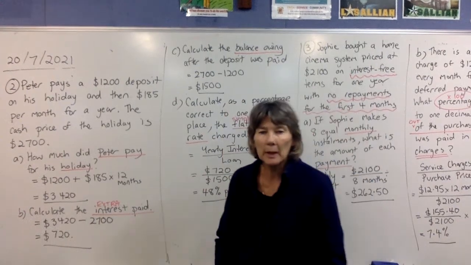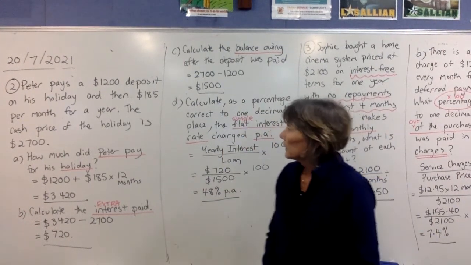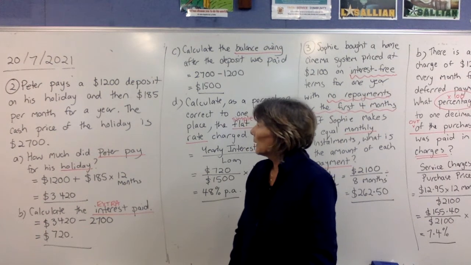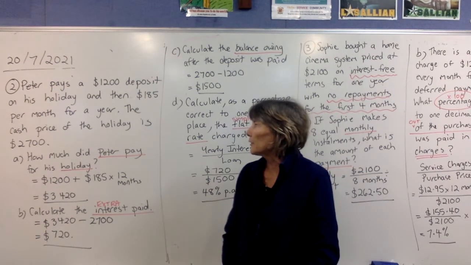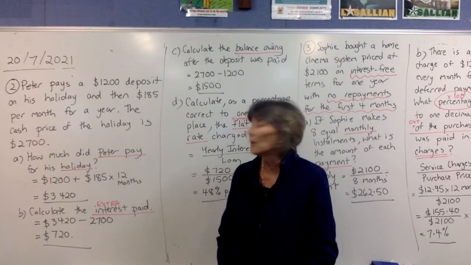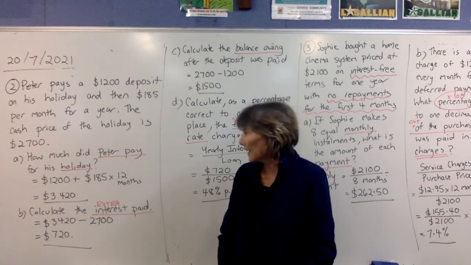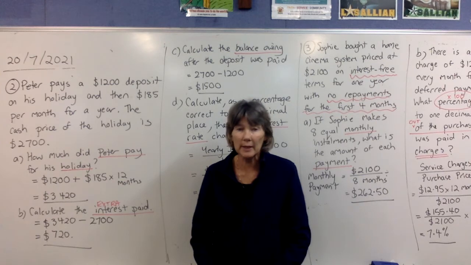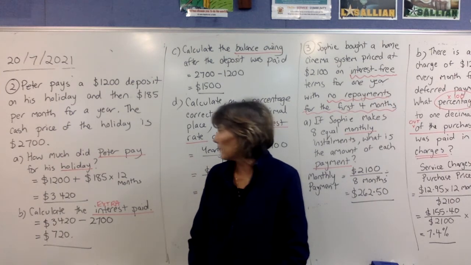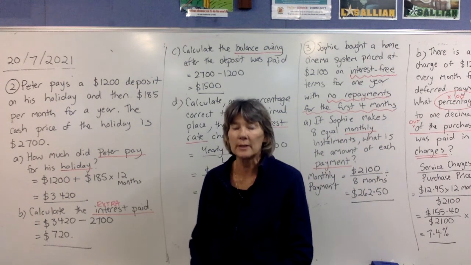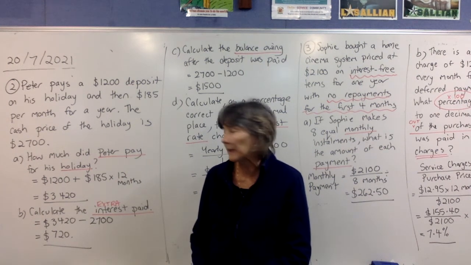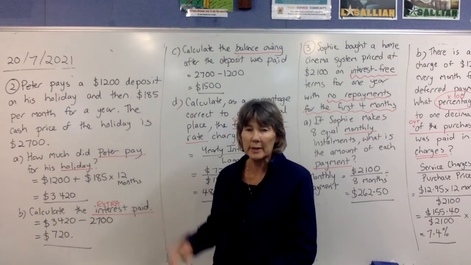So boys, we'll just do a couple more examples on this work. This next question, Peter pays a $1,200 deposit on his holiday and then $185 per month for a year. The cash price of the holiday is $2,700. So that means if he had the money, he could have got the holiday for $2,700 straight away. But he's chosen to do it this other way.